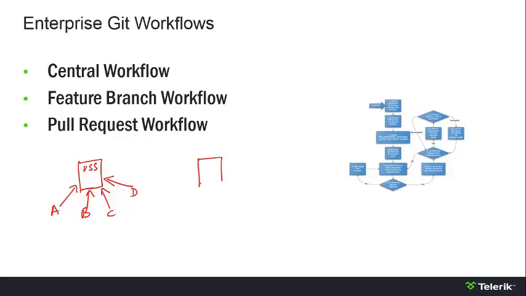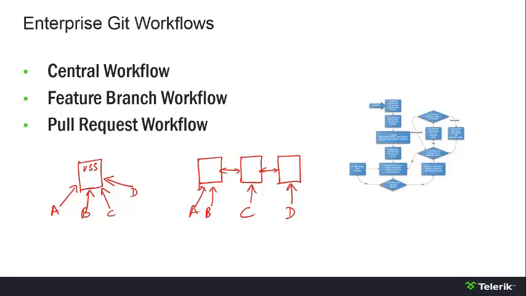You can actually have more than one system, which is a Git server, and different users can be working on different Git servers. This is the physical view, and then these Git servers can synchronize amongst themselves. So this is the feature branch workflow with multiple servers.